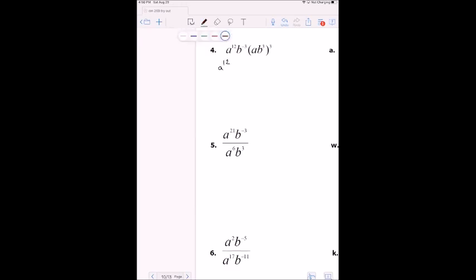a to the power of 12, b to the power of -3 times a cubed. So distribute, right? This power to the others. a cubed, b to the power of 9. Now combine the like terms. a to the power of 15 times b to the power of 6. Is it correct?